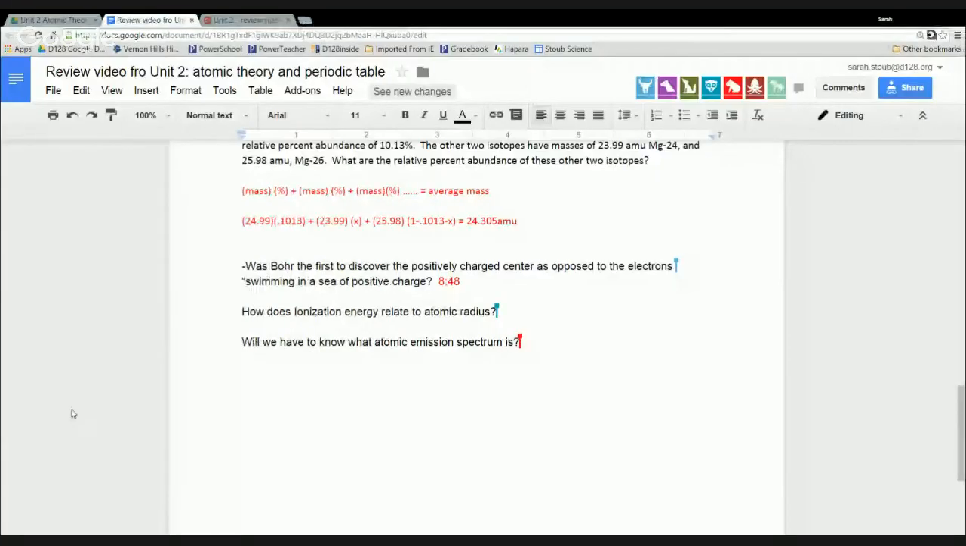Let's go back to the sheet. How does ionization energy relate to atomic radius? I'm sneaking in here, person. So ionization energy and atomic radius are definitely related. I'm going to draw a picture with this one.